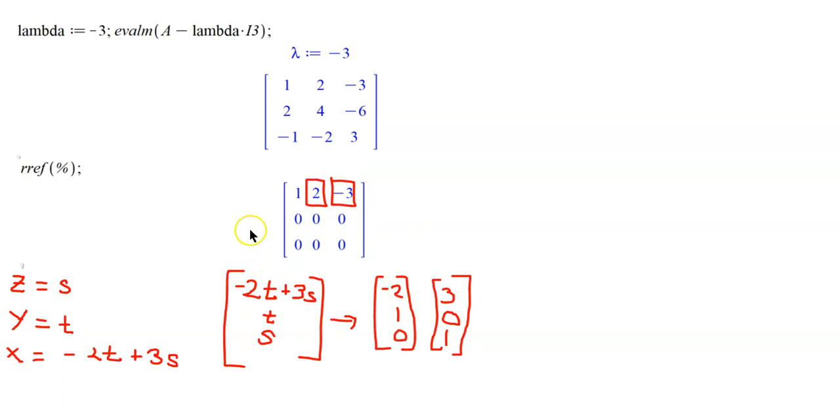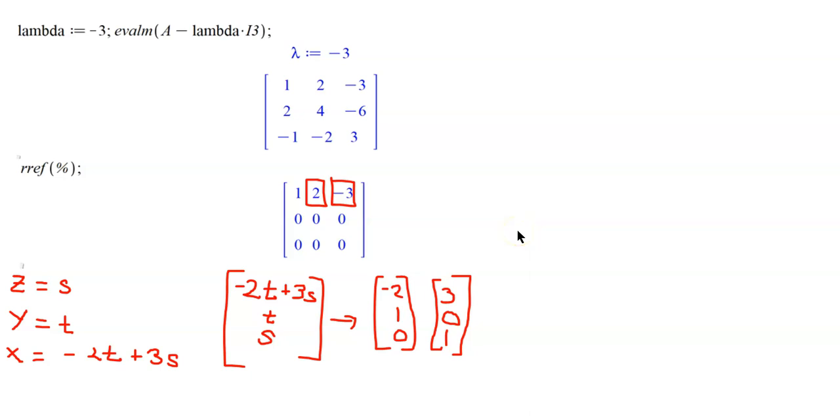Sorry, this is kind of a mess. I try to write with my mouse. So we're going to let z equal s. We're going to let y equal t, which forces x to be negative 2t plus 3s. Putting that into a vector like that, then we separate the s's from the t's. So the two eigenvectors are (-2, 1, 0) and (3, 0, 1).